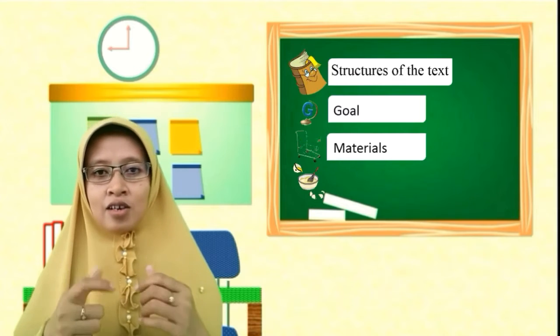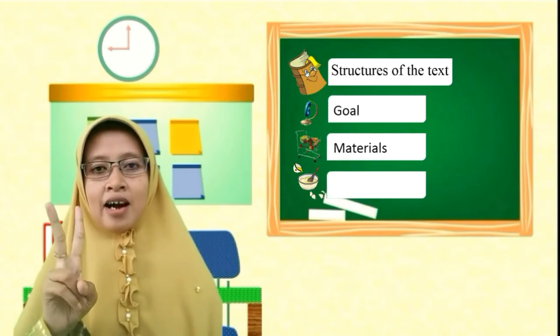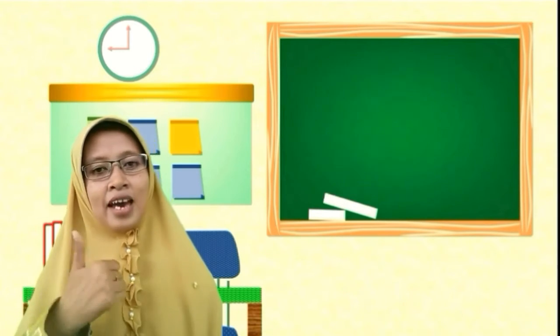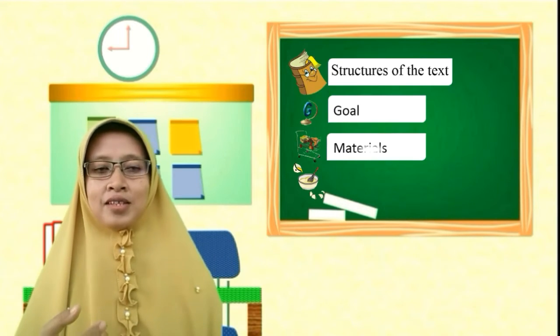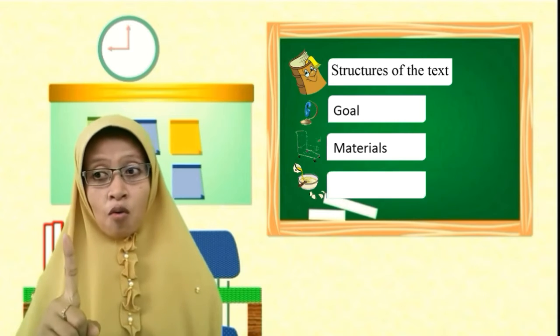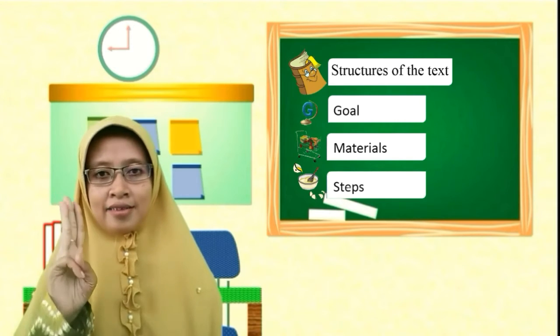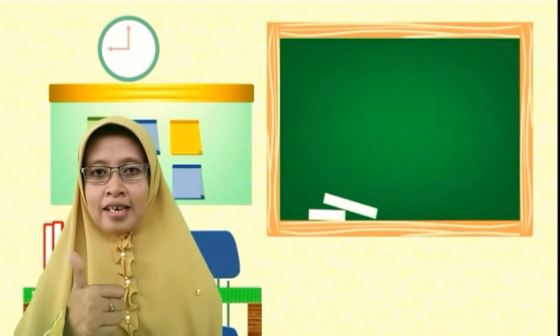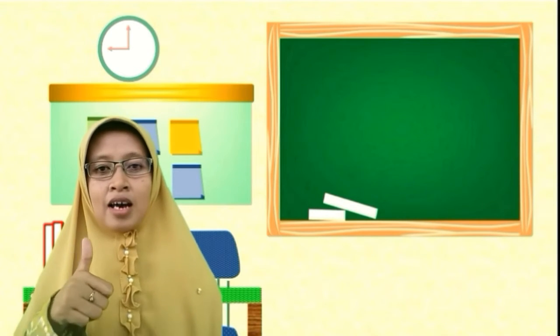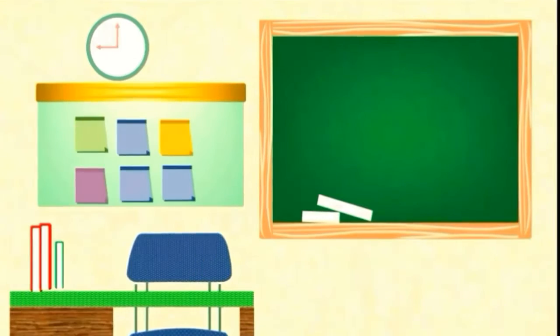Structure of the text: goal, material, and step. Okay, remember our student. The structure of the text: one, goal, material, and step. Goal is usually what we know as the title.